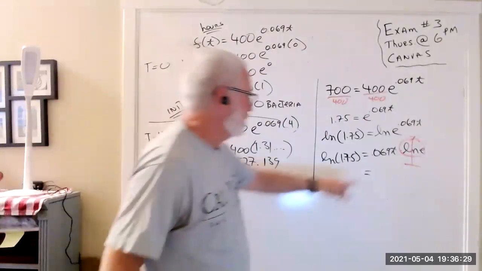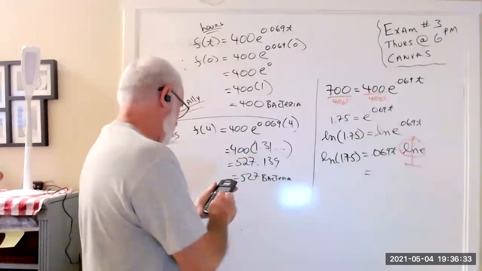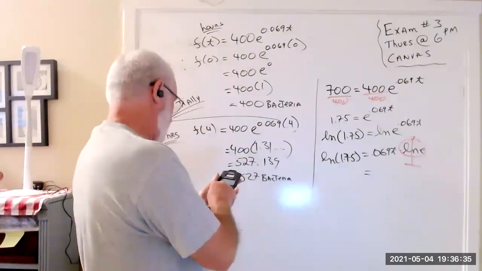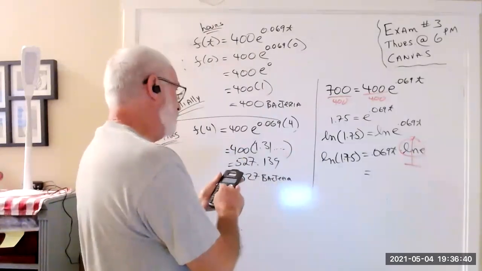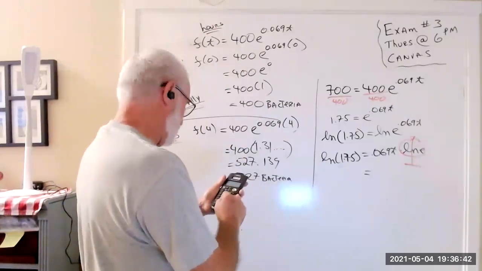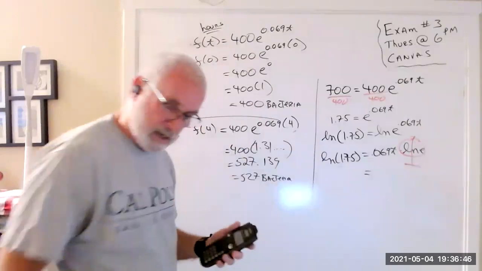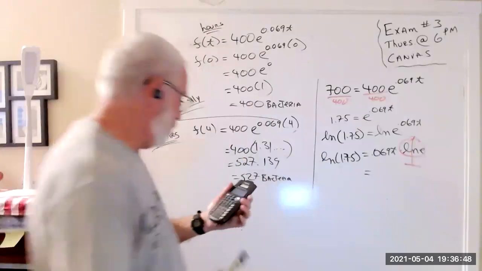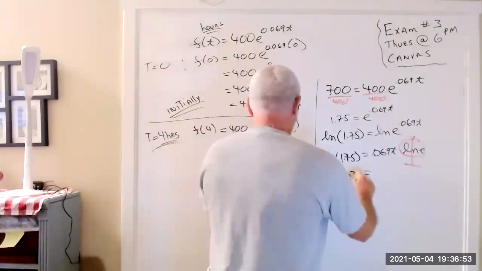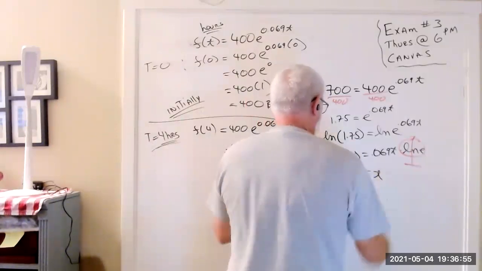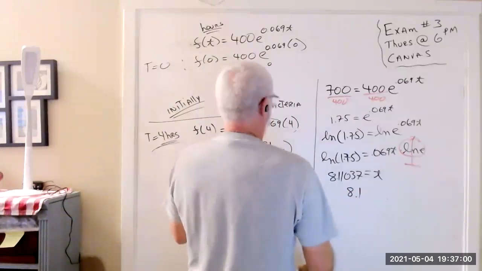So if I want to get t alone, I'm going to divide both sides by 0.069. So here I go. ln 1.75 divided by 0.069. And I get 8.1103, 7 whatever equals t, and it said round to the nearest tenth. So 8.1 hours.